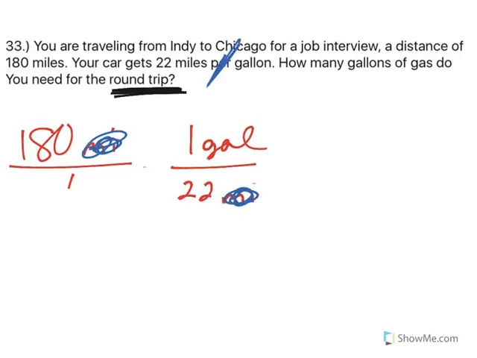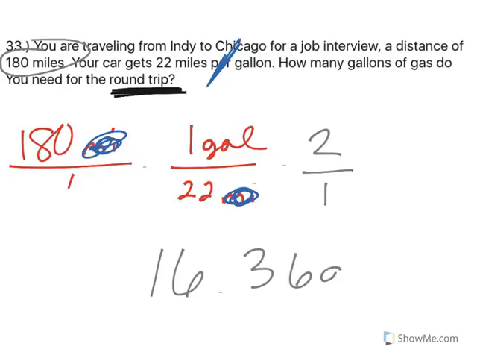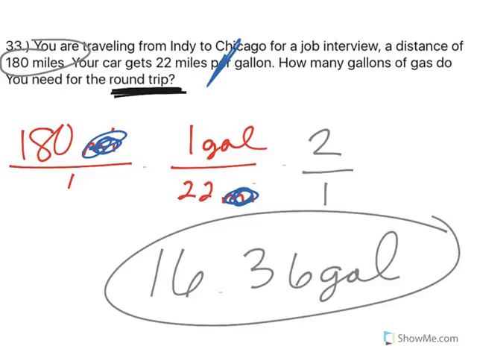Right? Per implies this. Now don't forget, we got to go both directions, so I got to multiply by 2. Because this gets you to Chicago, then you got to get back. So 180 divided by 22 times 2, it's going to take me 16.36 gallons to go to and from Indianapolis to Chicago. And that's conversion with rates.